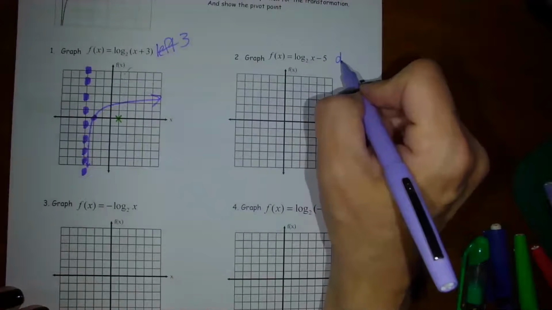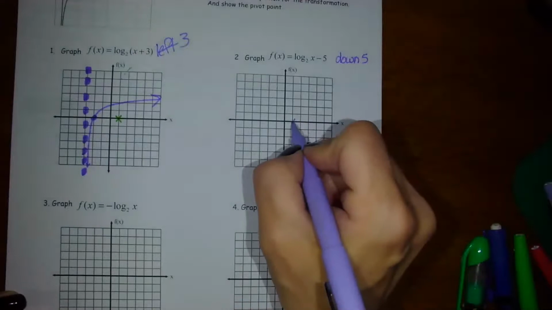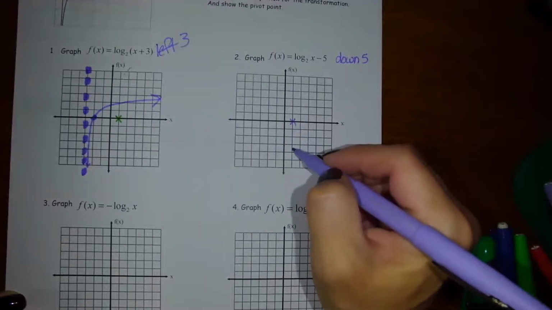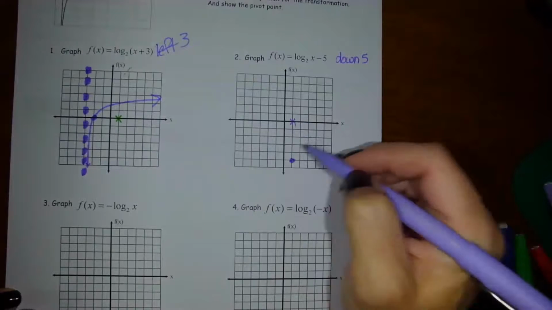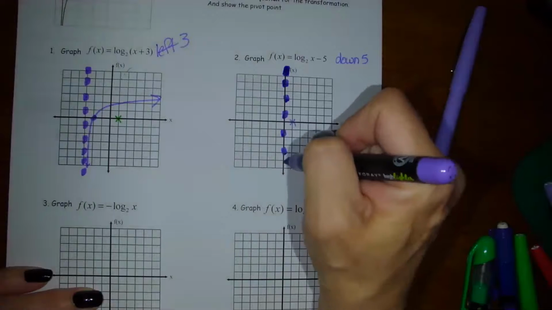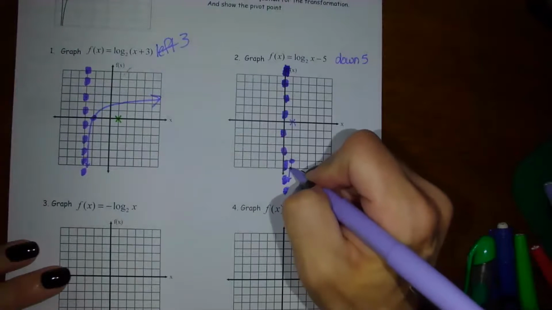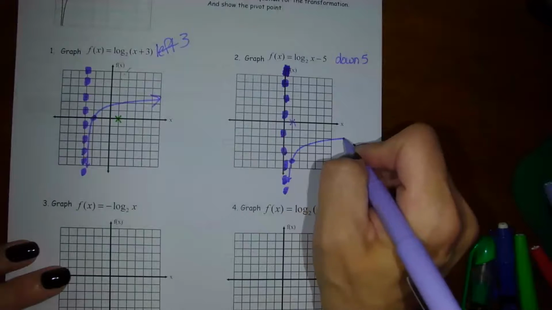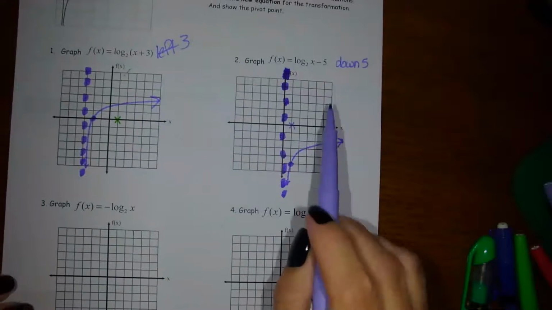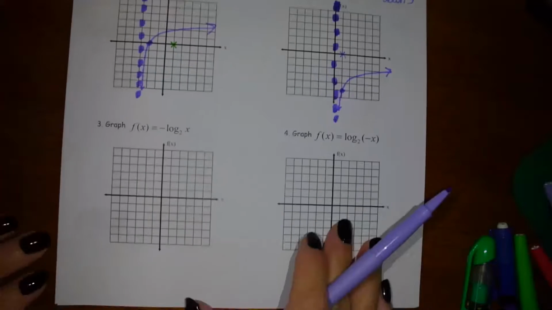This one, down 5. So I'm supposed to start right here, but I'm going to go 1, 2, 3, 4, 5. There we are. So we haven't moved right or left, so we still have an asymptote right there. And we're going to come up. And we bend slowly over. I don't know exactly if it's here or there. We could plug numbers in if we wanted to, but we don't have to do that, right?